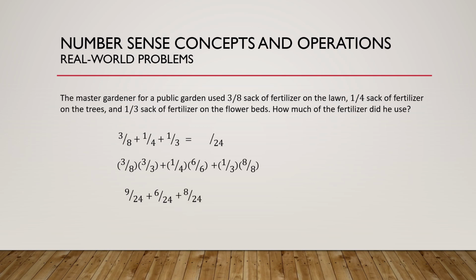9 over 24 plus 6 over 24 plus 8 over 24 equals our correct answer. The farmer used 23/24 of the bag of fertilizer.